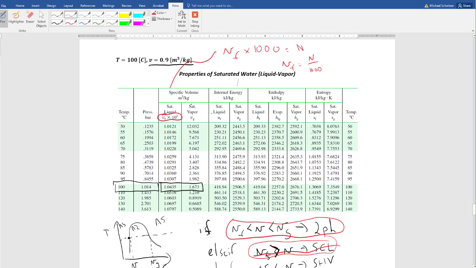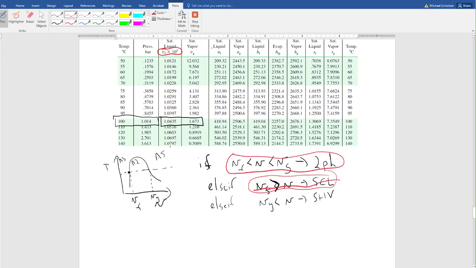The way that I remember this is that the density of water, at least at atmospheric pressure, is really always about 1,000 kilograms per meter cubed, because water is pretty incompressible. That means the specific volume of water always has to be about 1 over 1,000.